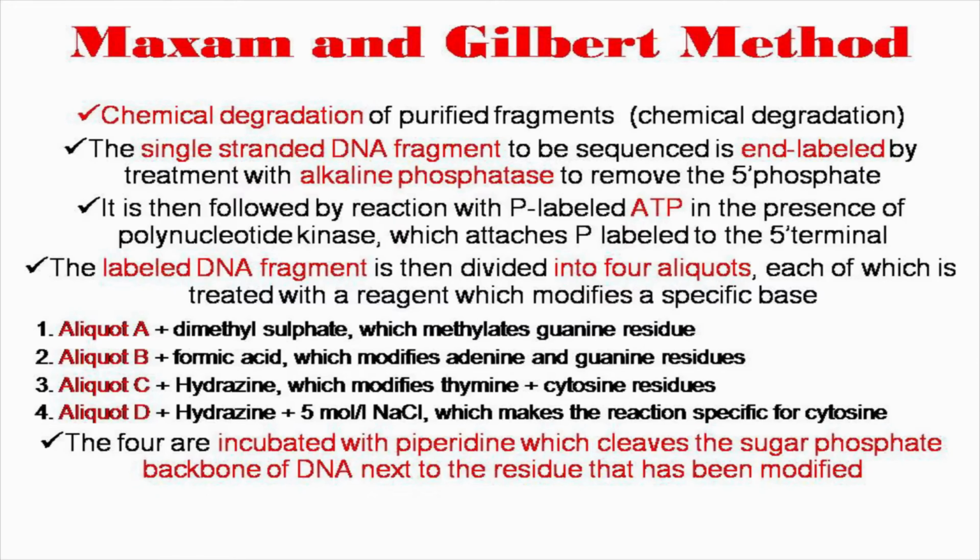Once the Maxam-Gilbert method is adopted, you have to take the double-stranded DNA and label it. After labeling, you have to cut it. The cut fragments are divided into 4 portions. For example, you will have fragments of G, A plus G, C, and C plus T. These are taken in 4 different tubes and the chemicals are added.